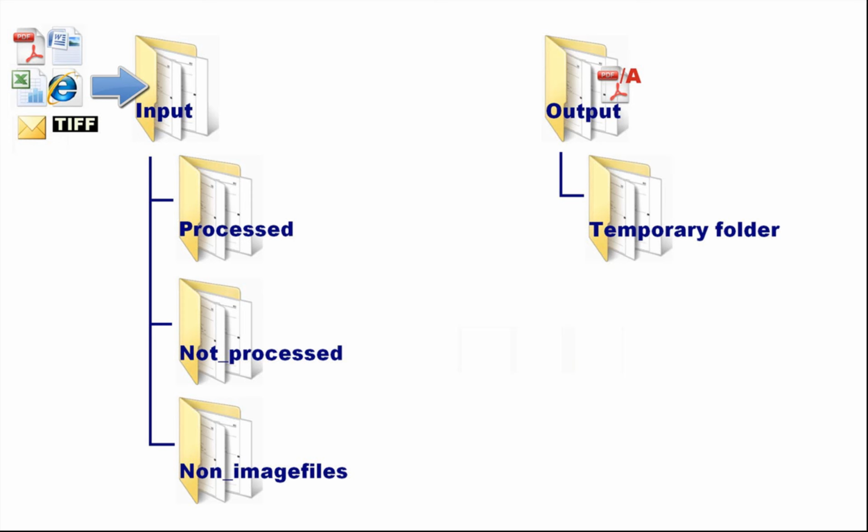Files not recognized as documents are moved to the non-image folder. Music files in MP3 format, movie files, and other unreadable files, as well as corrupt documents are moved to this folder at the same time as the failed counter in DocServer is increased.